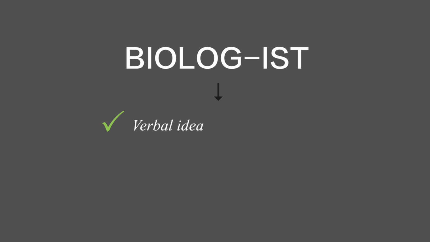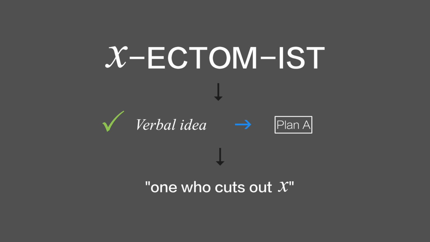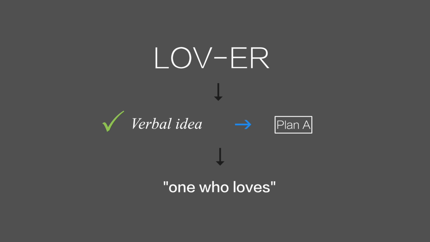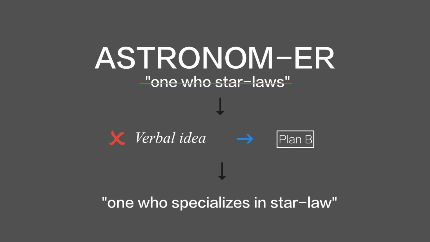Biologist has a verbal idea in it, so Plan A applies, and we translate one who studies X, which here equals life. Ectomist also has a verbal idea, Plan A, one who cuts out X. Lover, verbal idea, Plan A, one who loves. Astronomer, on the other hand, cannot mean one who star laws. There's no verbal idea. So, using Plan B, we get one who specializes in star law.